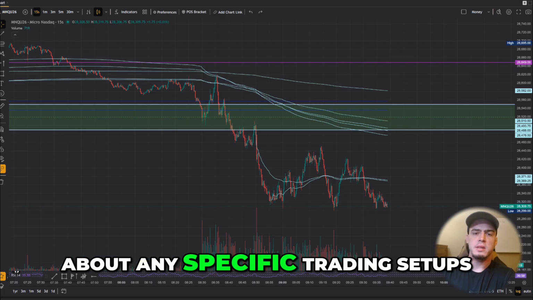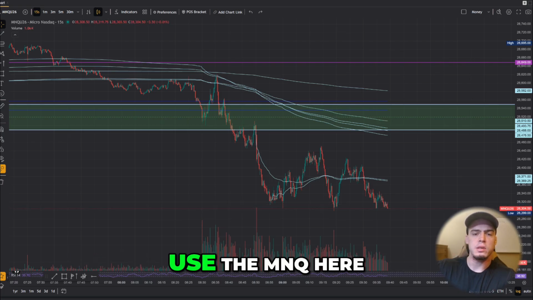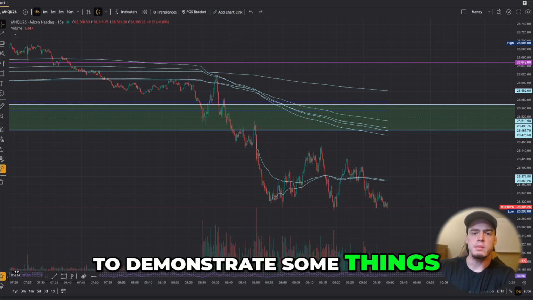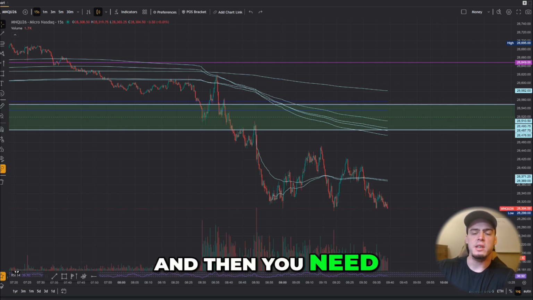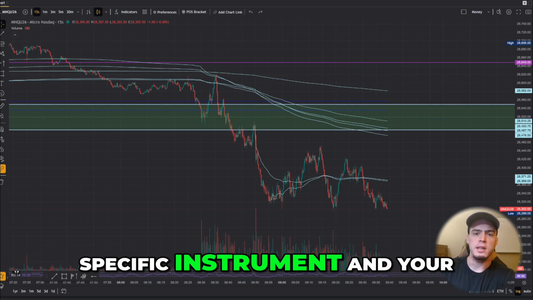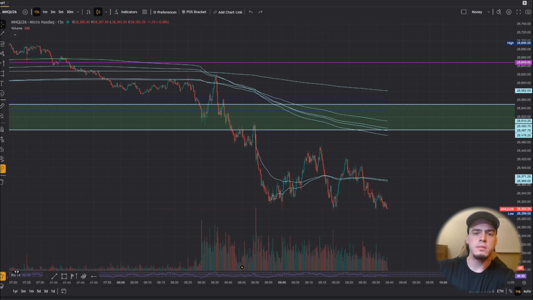It's not going to be about any specific trading setups, even though I'm going to use the MNQ here to demonstrate some things that happened today. But the main thing is going to be what elements do you consider, and then you need to take those and apply those to your specific instrument and your specific time frame.